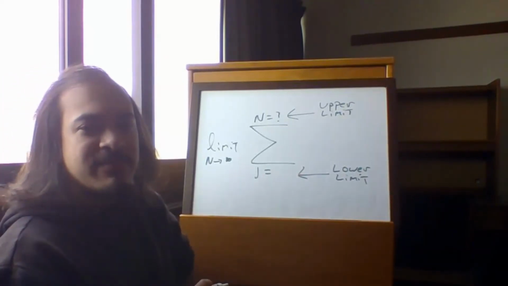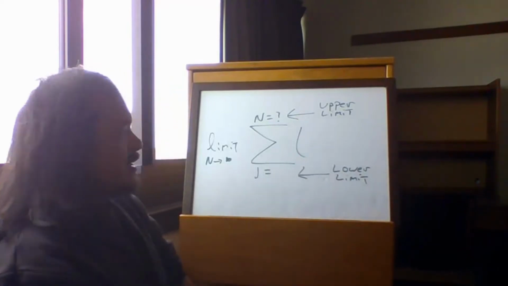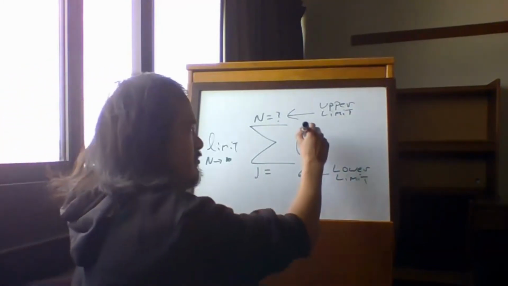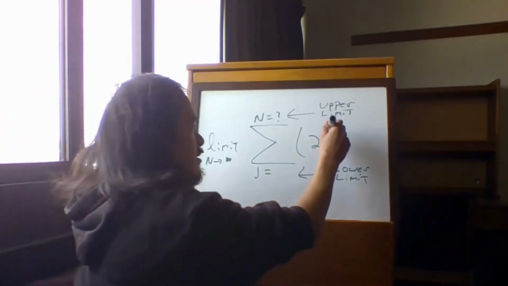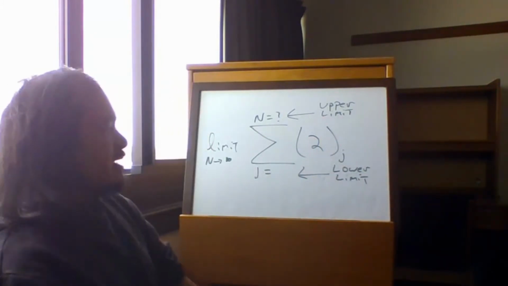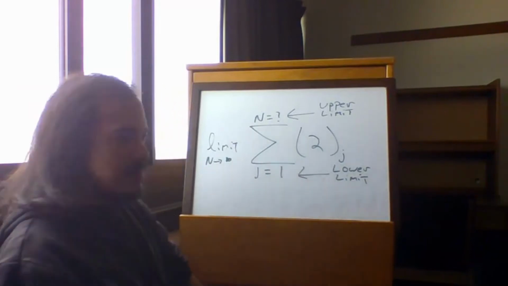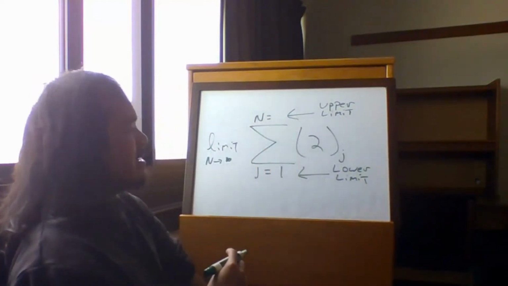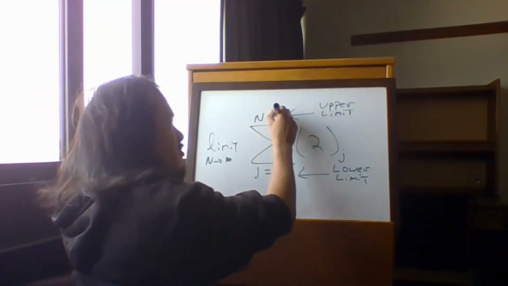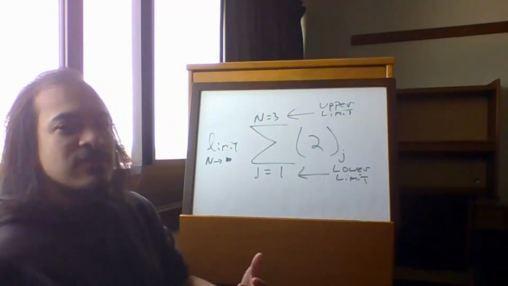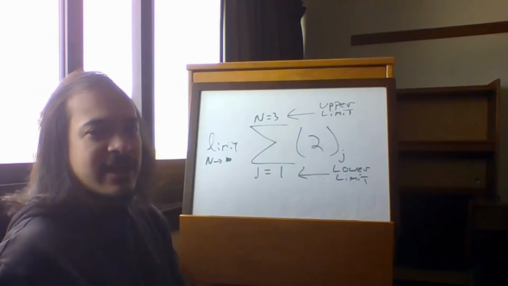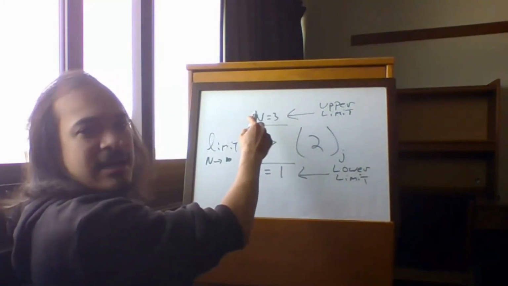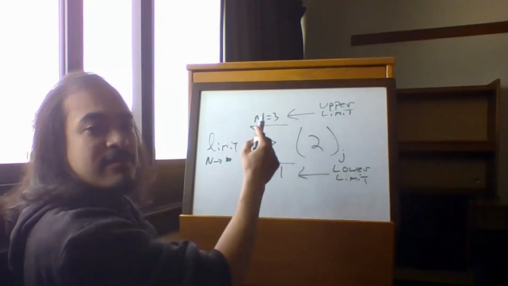But the point here is, actually, let me give you guys a good example. Let's say for whatever reason we had 2. Let's just place a whole number here. Let's say j equals 1, and we want to do this n number of times. So let's do this 3 times. A summation is just a sum. You're just adding it all together. So I'm going to add 2 three times, right?